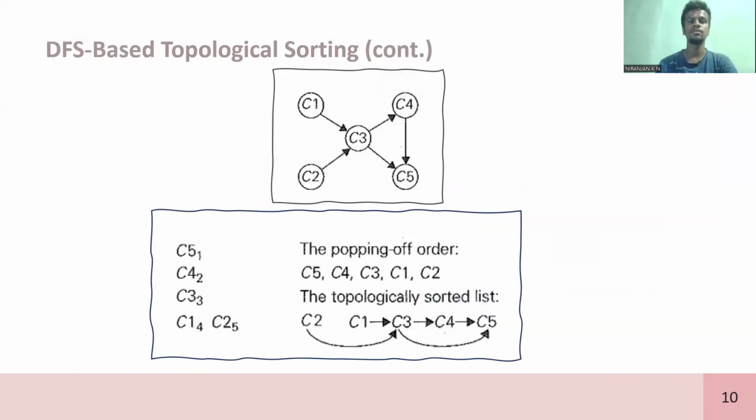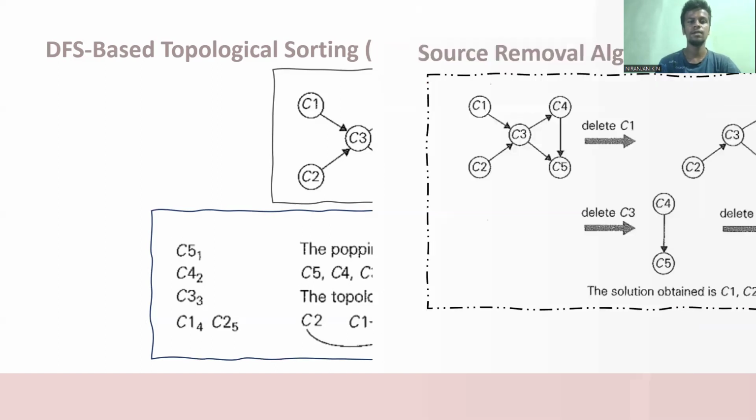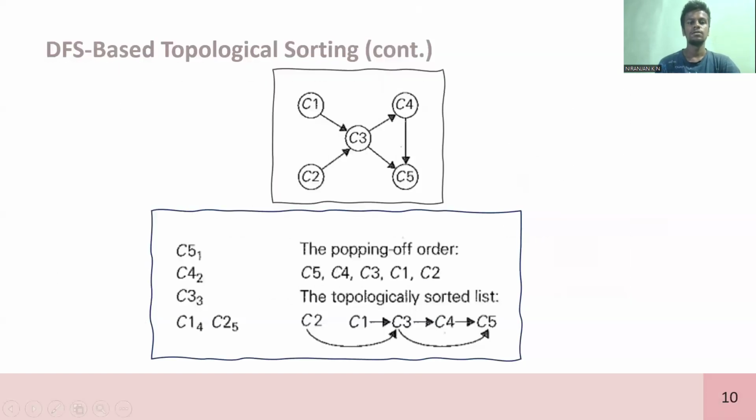DFS based topological sorting. As you can see in the diagram, firstly we consider C1, where it moves to C3. So the second element is C3, and then it moves to C4, and so on it moves to C5. Again C2 is considered as the last element because it moves to C3.